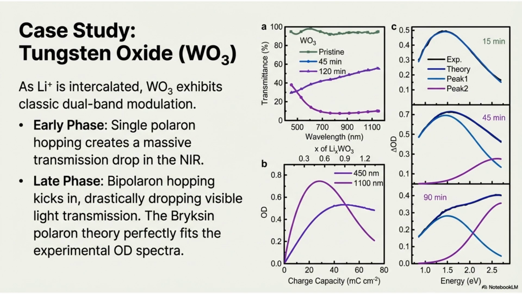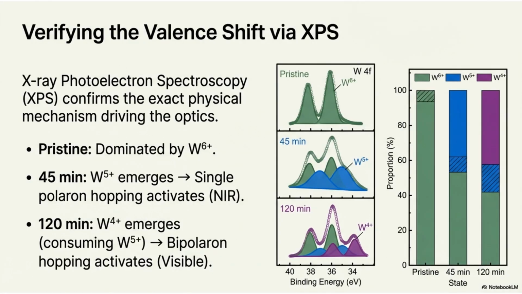In a case study on tungsten oxide, the intercalation of lithium ions exhibits classic dual-band modulation. The early phase involves single polaron hopping, causing a massive drop in near-infrared transmission. The late phase features bipolaron hopping, drastically dropping visible light transmission. The Brixen polaron theory perfectly fits the experimental spectra. X-ray photoelectron spectroscopy, or XPS, verifies the valence shift.